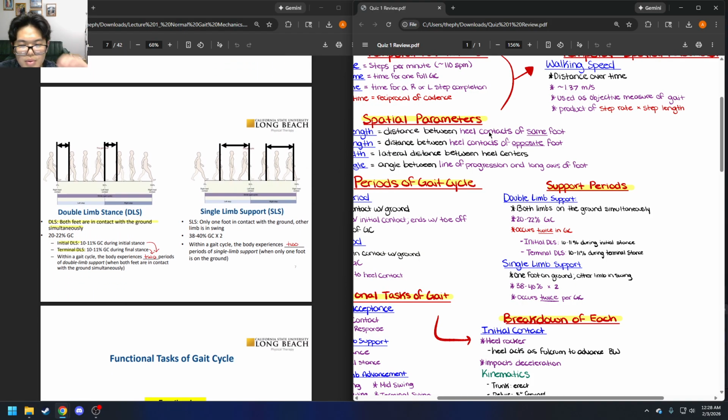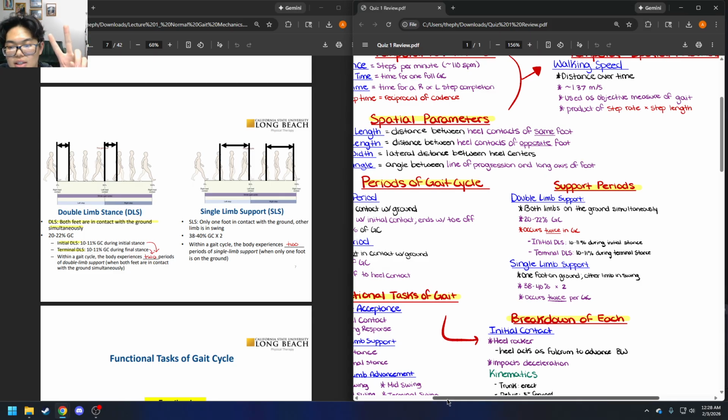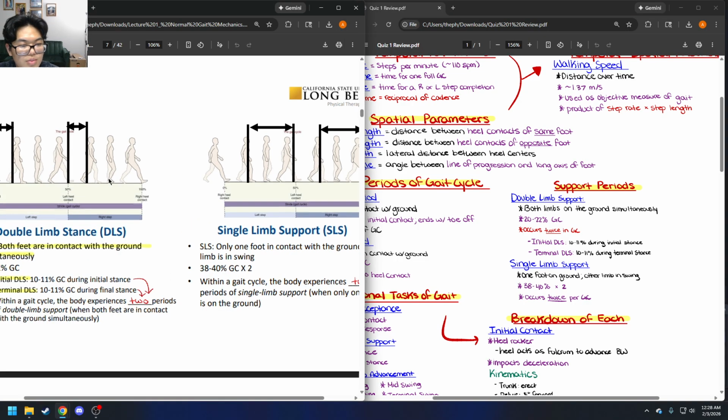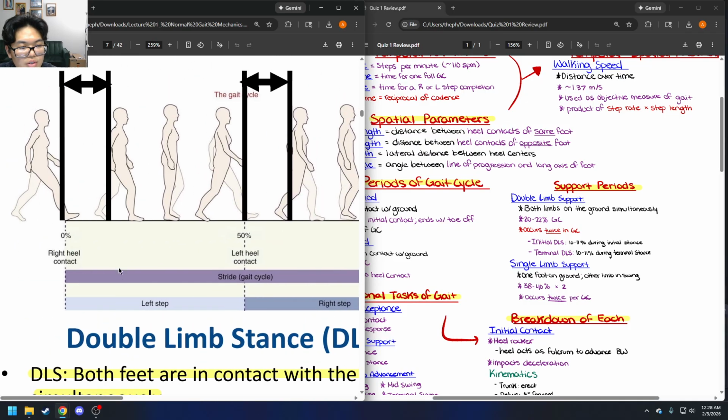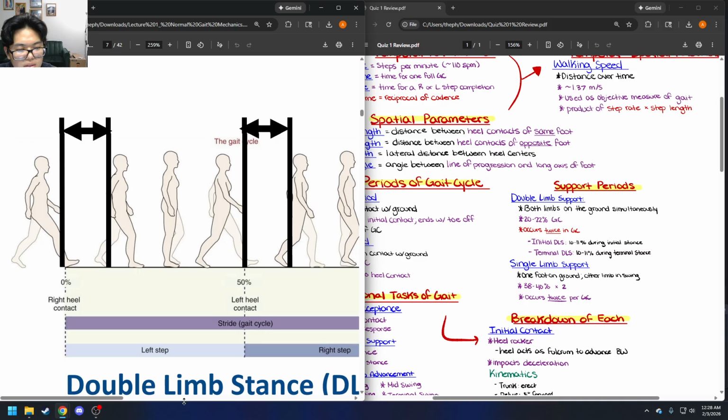So I'm going to try to line up with both my notes and the slides. In double limb support, both limbs are going to be on the ground simultaneously. It accounts for 20 to 22% of your gait cycle, and it occurs twice in your gait cycle. You have your initial double limb support and terminal double limb support. And this is going to be when both feet are in full contact with the ground. So make sure you know that, because if you zoom in here, you have your double limb supports here.